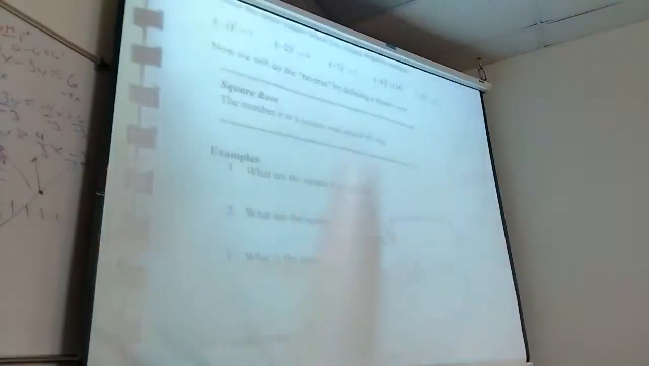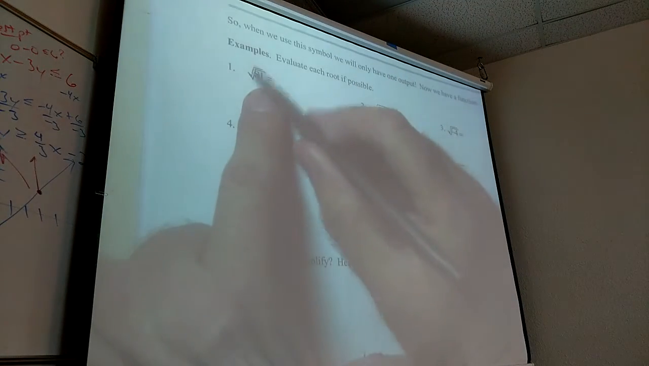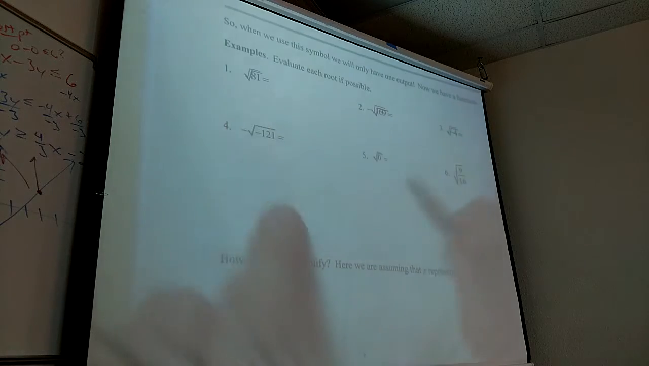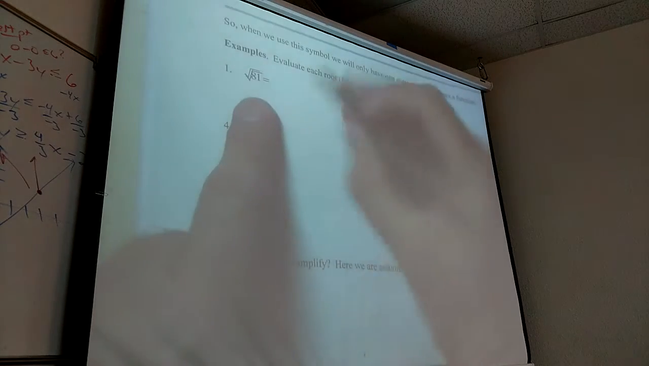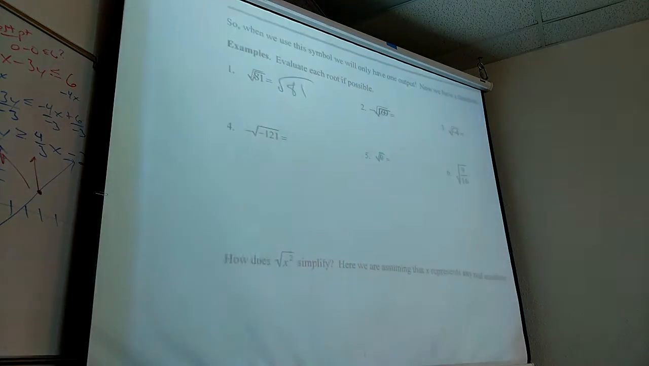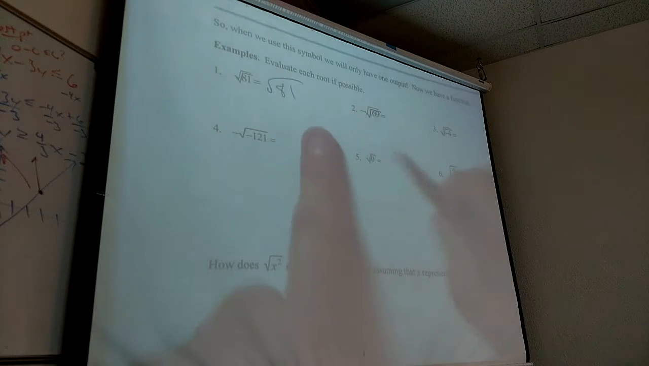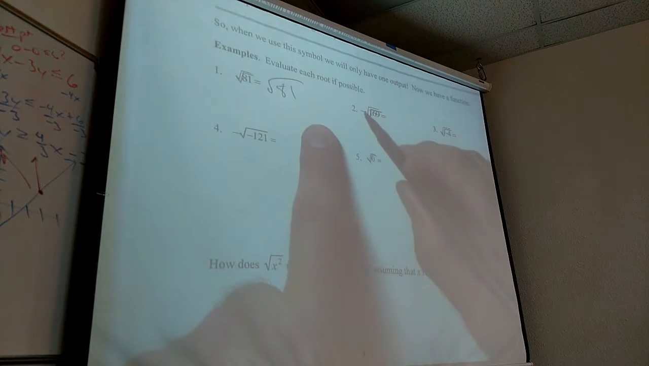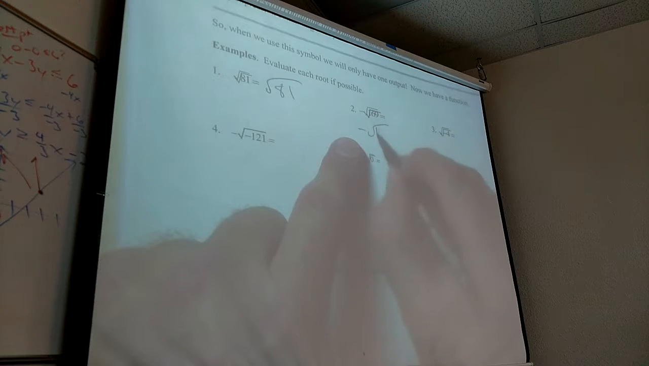Okay. So this symbol, the square root symbol that we're so used to. This whole page kind of got messy. Oh well. So this is the square root of 81. If I want the negative root of something, I have to actually put a negative sign. So this should be negative square root of 169.